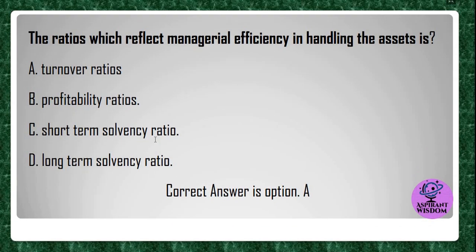The ratios which reflect managerial efficiency in handling the assets is: A. Turnover ratios, B. Profitability ratios, C. Short-term solvency ratio, D. Long-term solvency ratio. Correct answer is option A.